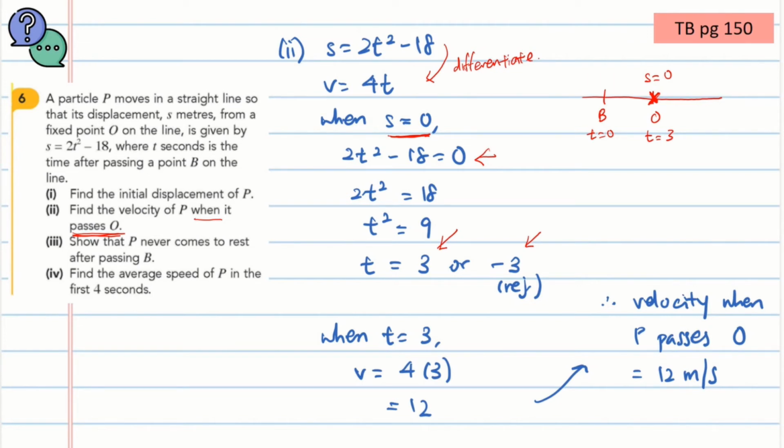Since we're trying to find velocity, we're not trying to find time yet. So we substitute in time equals 3 into our velocity function, and we get velocity to be 12. Therefore, the velocity when P passes O will be 12 meters per second. I rejected this negative 3 because time cannot be negative. I hope you understand how I proceeded in solving this question.